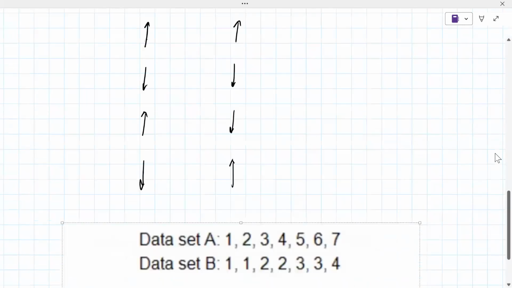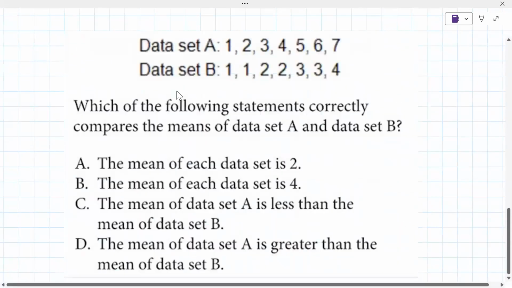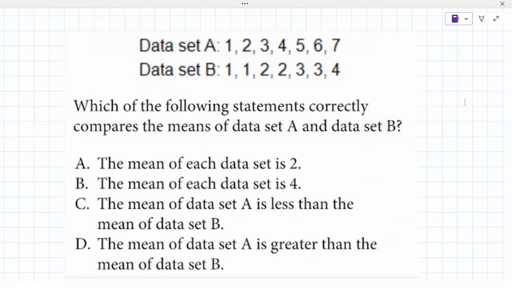Data set A, data set B. What do you notice that's the same or different about the data sets? You don't actually want to calculate the mean. That's slow. You want to try to determine it without calculating the mean, like maybe noticing something about the numbers.